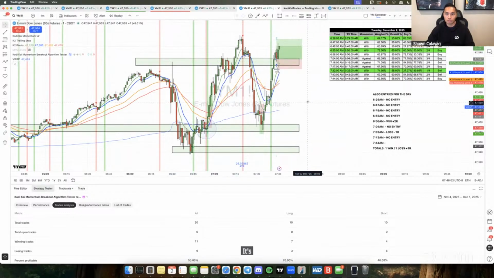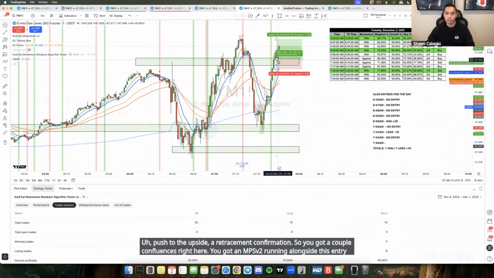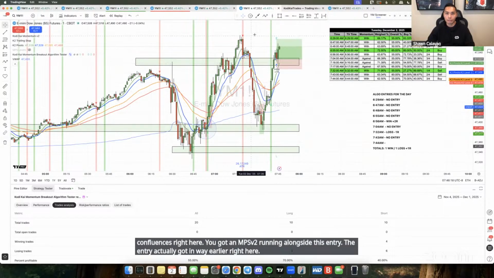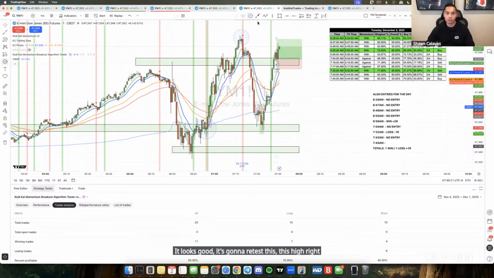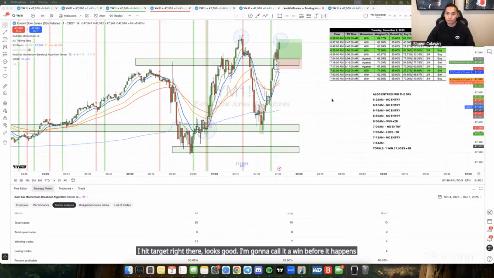It's almost there. This is also an MPSV2, like what Talanji mentioned. Push to the upside, retracement, confirmation. So you got a couple confluences right here. You got an MPSV2 running alongside this entry. The entry actually got in way earlier right here. It looks good. It's going to retest this high right here, it looks like. About to hit target right there. It looks good. I'm going to call it a win before it happens. I'm just going to call it a win there.